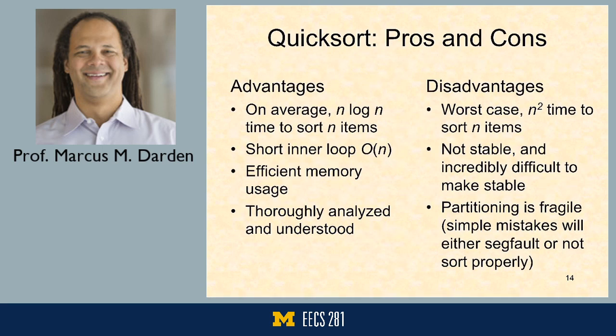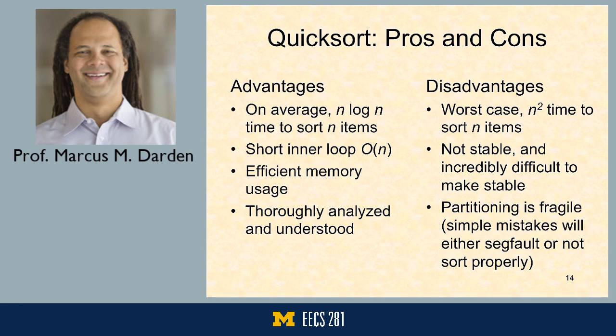All right, so we've got pros and cons. The advantage is, average case, this is an n log n sort. That's great. That's as fast as any sort can be, is n log n. So average case, it's perfect, right? It's as fast as can be. It's got a short inner loop, which is that linear check to see which one of these things is going to be where my partition belongs. It's efficient in memory, and it's very well studied.